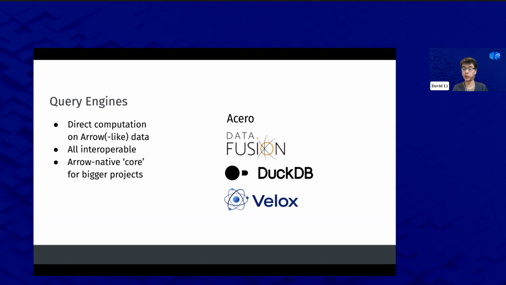So there's Acero and DataFusion, which are part of the Arrow project in C++ and Rust. DuckDB, of course, is a full SQL database, but you could embed it as well. And Velox is a C++ project from Meta that uses Arrow with some extensions. And you can think of these as kind of Arrow native cores for bigger projects. For example, DataFusion is now being used in the InfluxDB project, and Velox is being used in multiple projects, as we'll see.